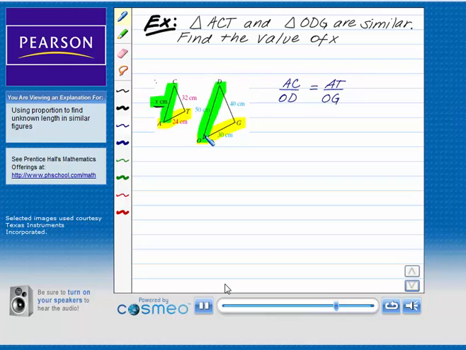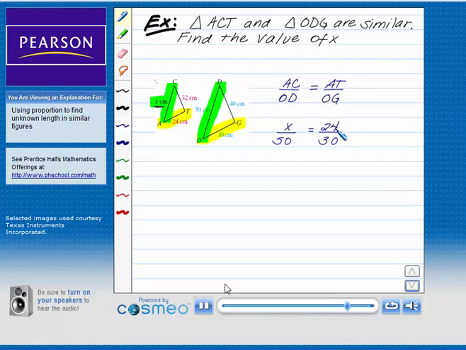So AC is to OD. If you start at the smaller triangle, again you write the smaller to the larger. So make sure you've got that set up. Now that we've written it algebraically, we're going to substitute in the side lengths. So side length AC is what we're looking for, which is x. OD we know is 50 centimeters, so we substitute that in. AT is 24 centimeters, and OG is 30 centimeters. And so we've written our proportion algebraically, and we've set it up with our numbers.